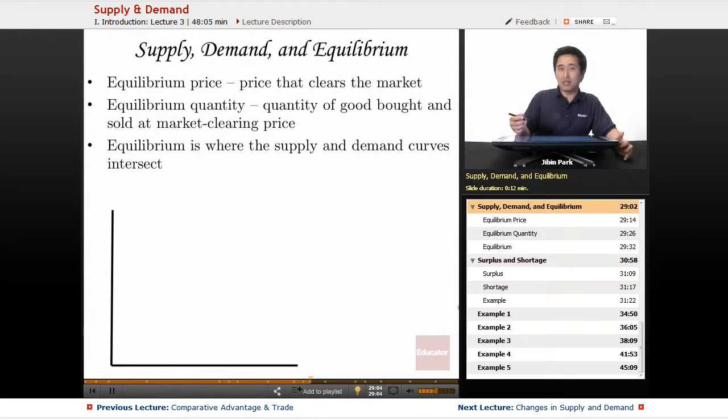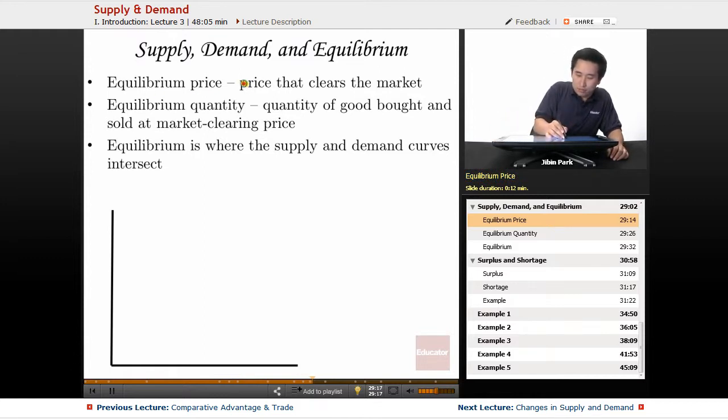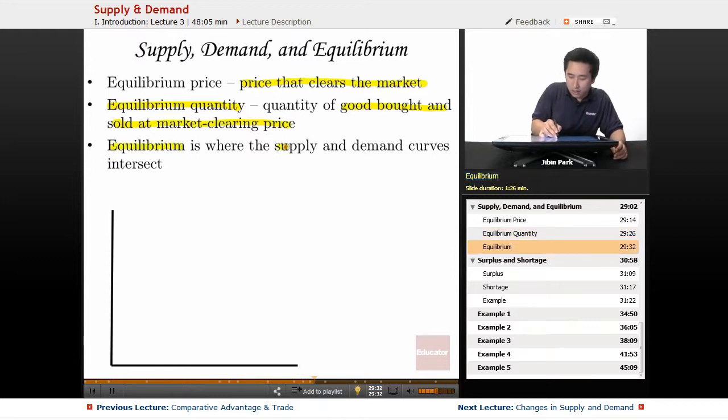So supply, demand, and equilibrium. So I've been labeling the supply, demand, and I threw in the equilibrium here, but what does that actually mean here? Well, equilibrium simply means that it is the price that clears the market. So it's the intersection of supply and demand, and that's basically the equilibrium price. So the equilibrium quantity is the quantity of good bought and sold at the market clearing price. And so the equilibrium is where supply and demand curves are going to intersect here.